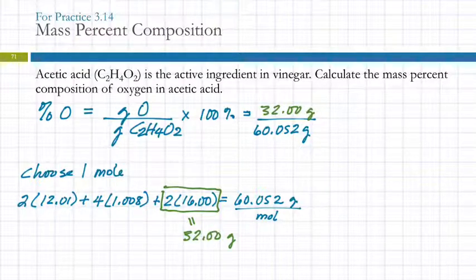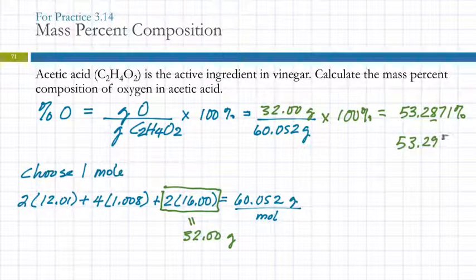Now here, the molar masses are going to affect the outcome of sig figs. I'm not going to try to trick you on problems like this, but the 2 times 16 would have 4 significant figures. This one you could argue 4 or 5, but the 4 is going to limit it anyway, so we don't have to fuss about it. So 32 divided by 60.052 times 100 is 53.2871%, which rounds to 53.29%.